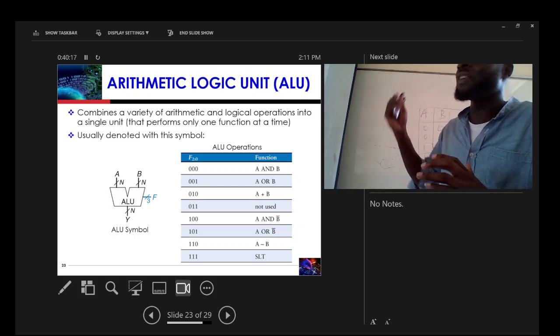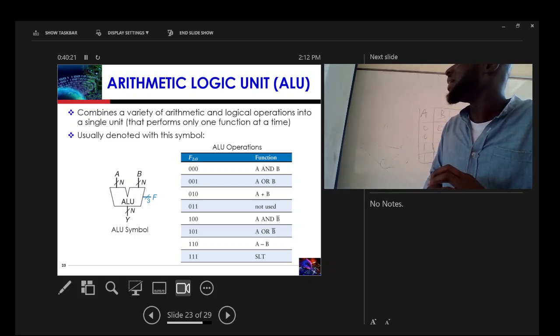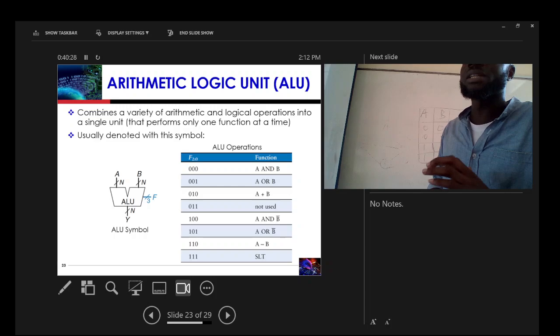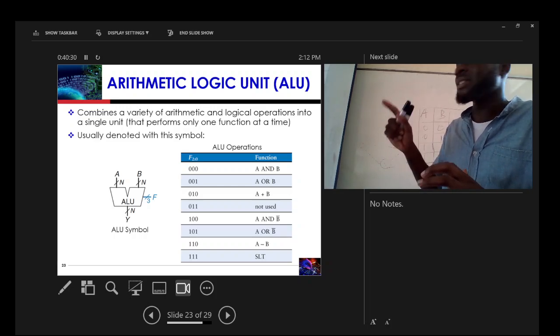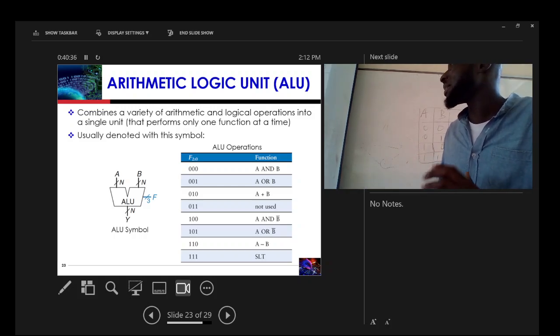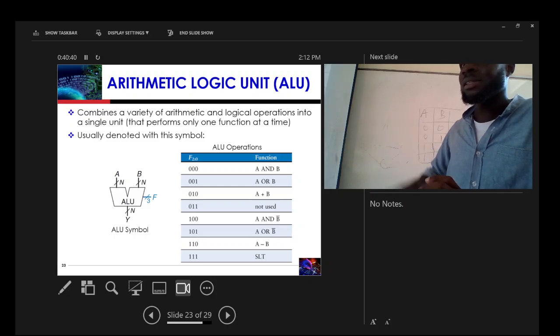If the function F is 0, 0, the function will be A and B. If F is 0, 1, you must do A or B. If it is 1, 0, you must do A XOR B. If it is 1, 1, you must do NOT of B.